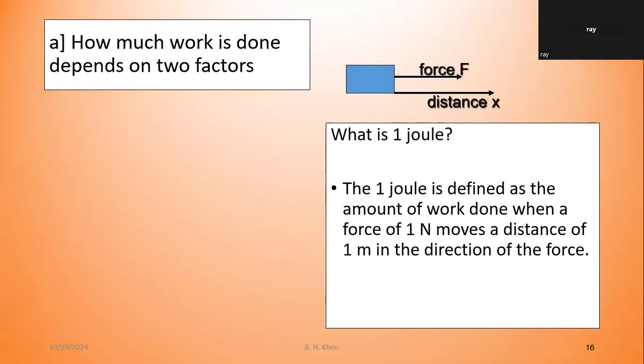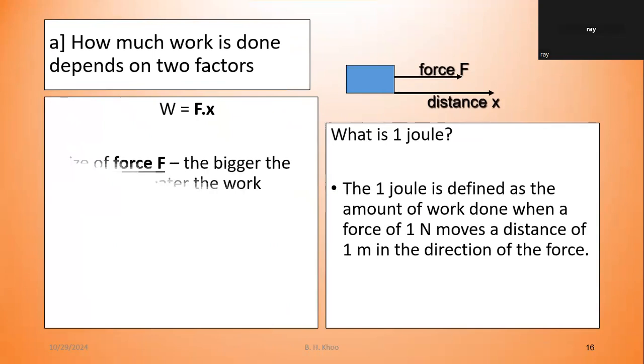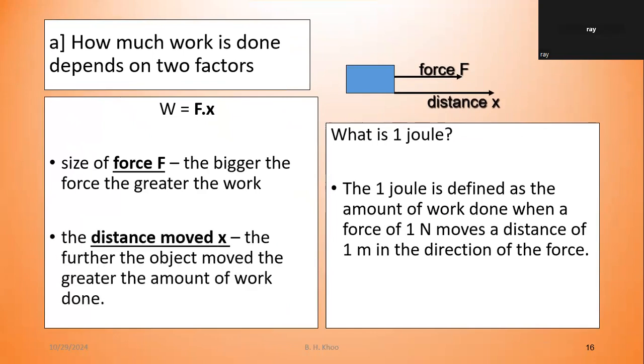How much work is done depends on two factors. Right? From the formula, the size of the force: the bigger the force, the greater the work. Distance moved: the further the object moves, the greater the amount of work done. Right? And that's the definition of 1 joule. 1 joule is defined as the amount of work done when a force of 1 Newton moves a distance of 1 meter in the direction of the force.